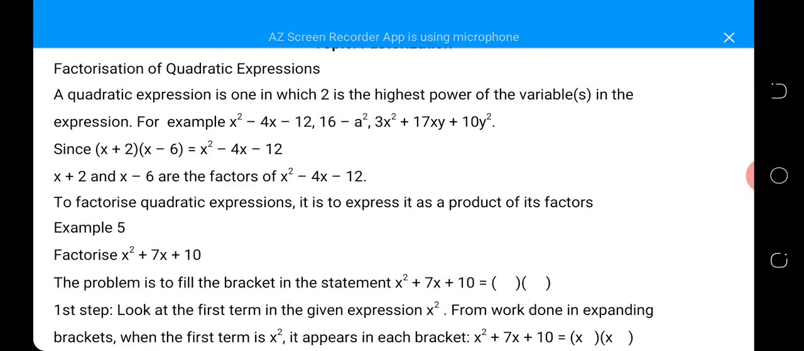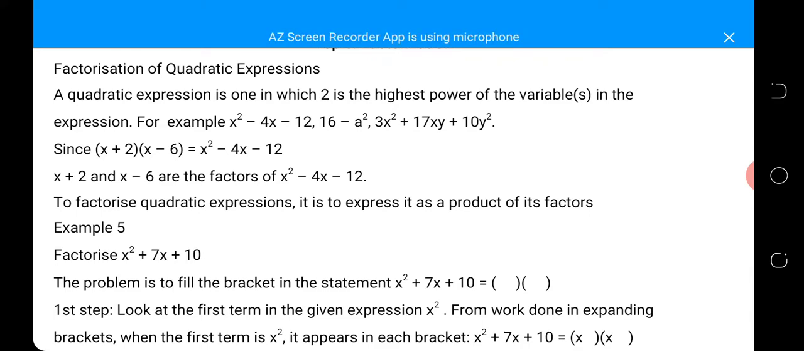For example, look at the expression x squared minus 4x minus 12. The highest power of x is 2. In the expression 16 minus a squared, the highest power of a is 2. And in the expression 3x squared plus 17xy plus 10y squared, the highest power of the variables x and y is 2. So all the expressions given are quadratic expressions.